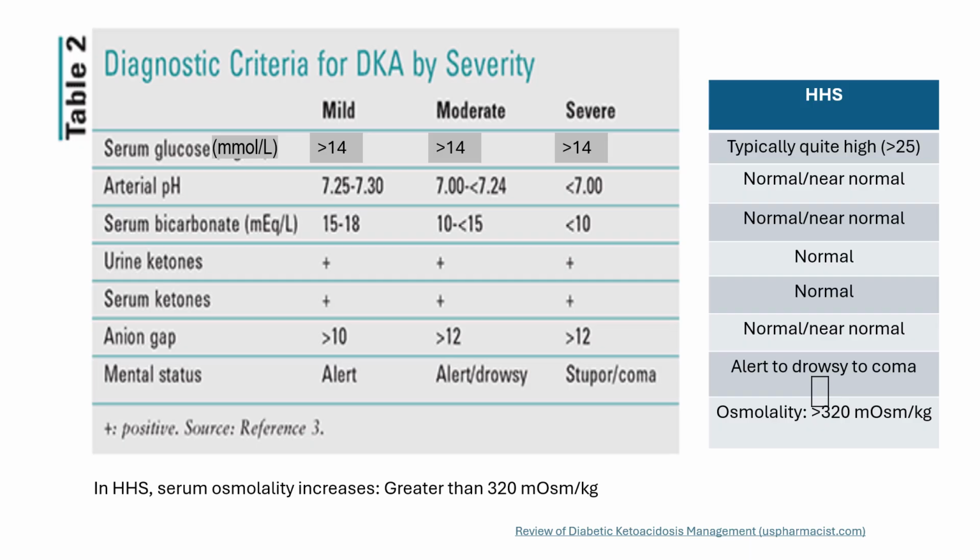You'll see the arterial pH and serum bicarbs are normal or near normal. There won't be many ketones in there at all. Anion gap will be fine, but their mental status can also deteriorate the more severe it gets. But it's the osmolality that is going to be the diagnostic criteria.